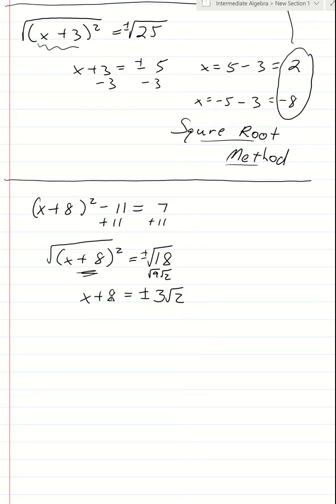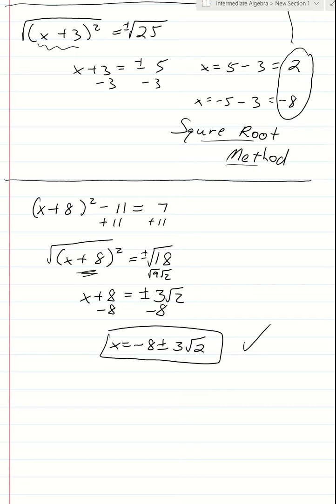But we don't want x plus 8, we want, of course, just x. So I'm going to subtract 8 from both sides. That would now give us x equals negative 8 plus or minus 3 square root of 2. Those are your two solutions. Remember, you can't combine the negative 8 with the 3, okay, because the 3 has the square root of 2 attached to it. So do not try to combine the negative 8 with the 3. Leave it in this form. So your two solutions would be negative 8 plus 3 square root of 2, as well as negative 8 minus 3 square root of 2. Those are your two solutions.